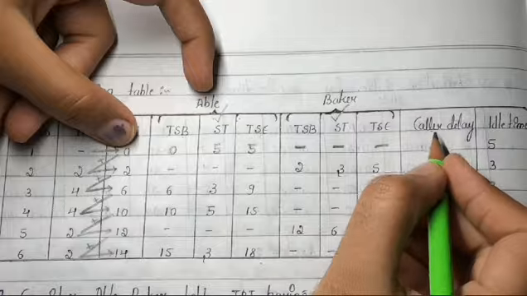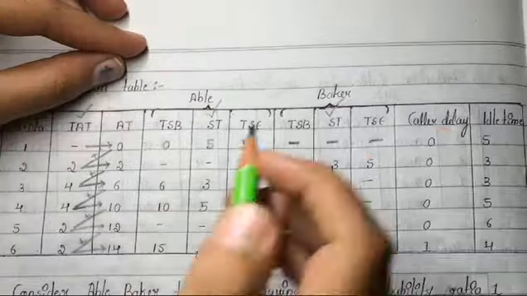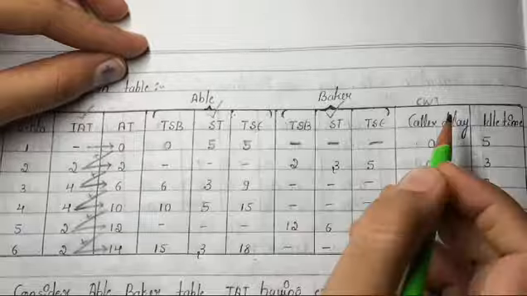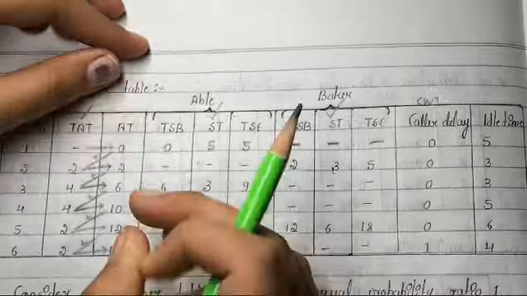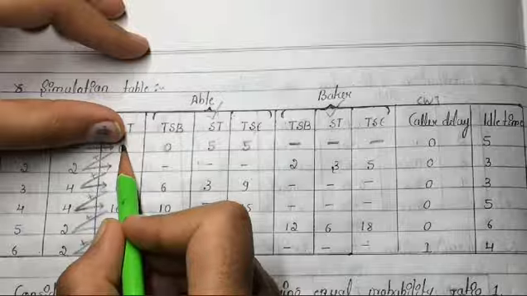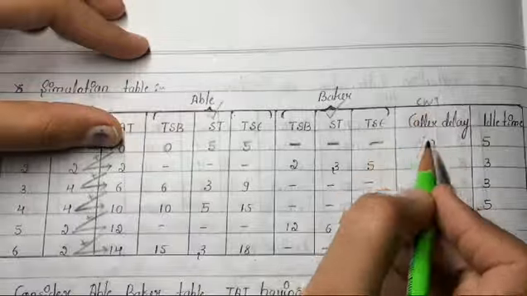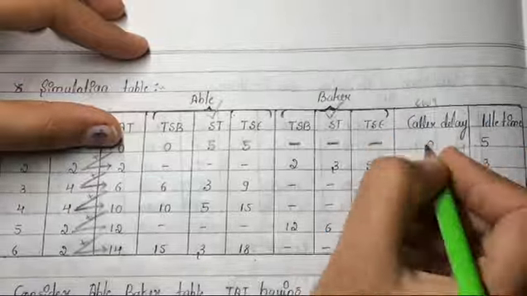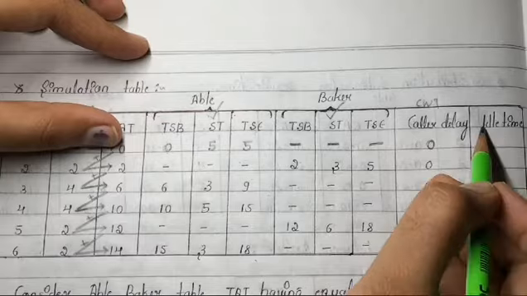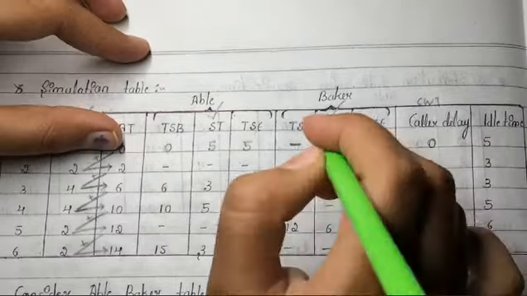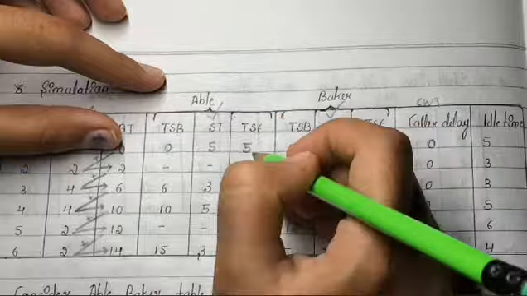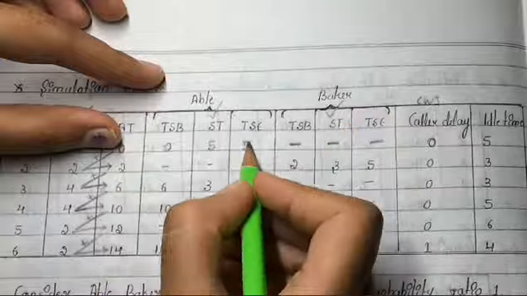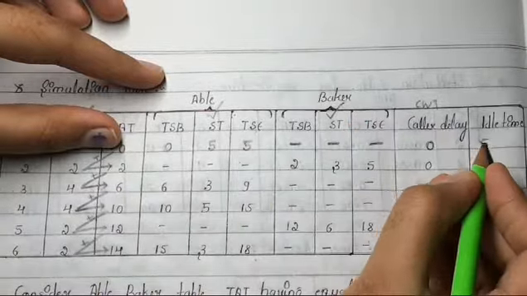Okay, next, the caller delay means the customer waiting time. The customer does not wait and the arrival time is also 0, so the first customer will not wait for service, so the value is 0 here. And the idle time of Baker is 5, because no one goes to Baker, he will be idle up to 5. So we are writing 5 here.